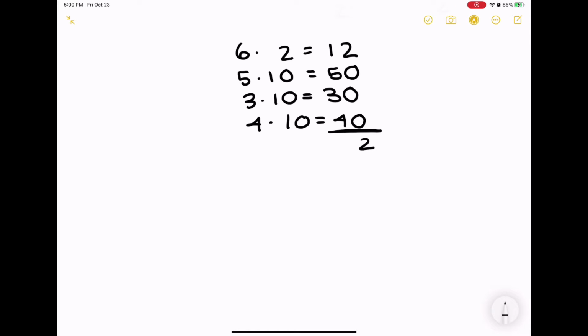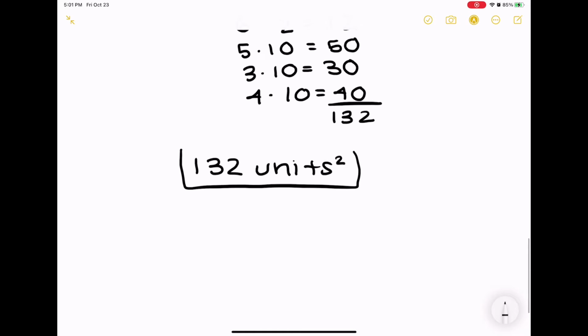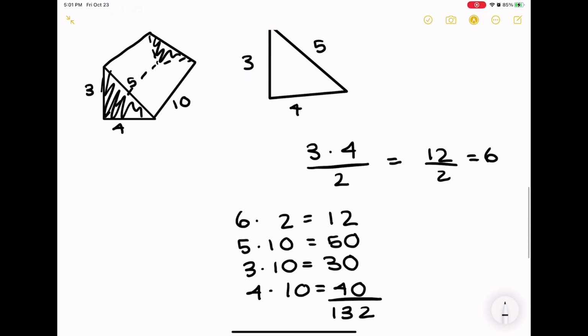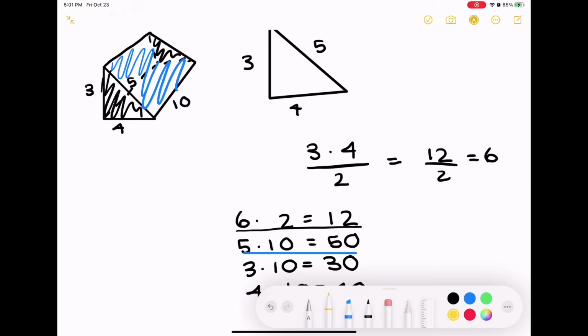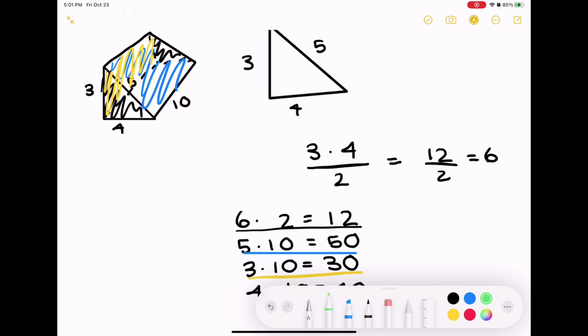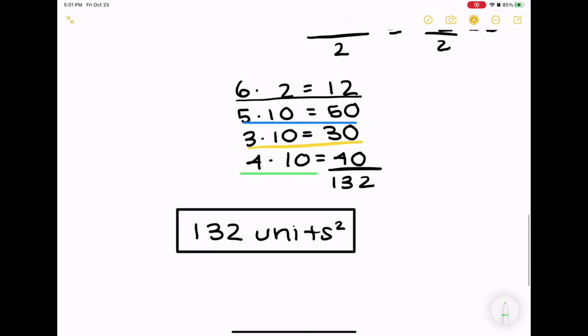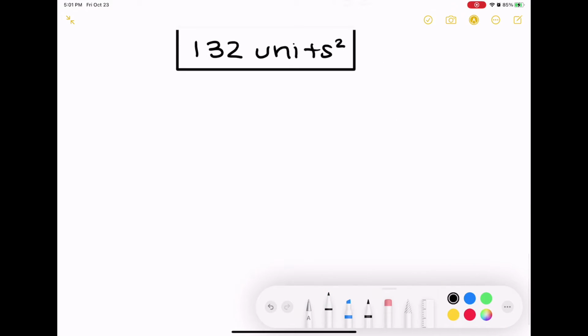Now if we add those all up, we get 132. So we just try and find the area of all the different faces and we add them all up. That's just the basic concept of surface area. As you can see, I'm highlighting how we got each multiplication equation, and each color corresponds to a face on the triangular prism.